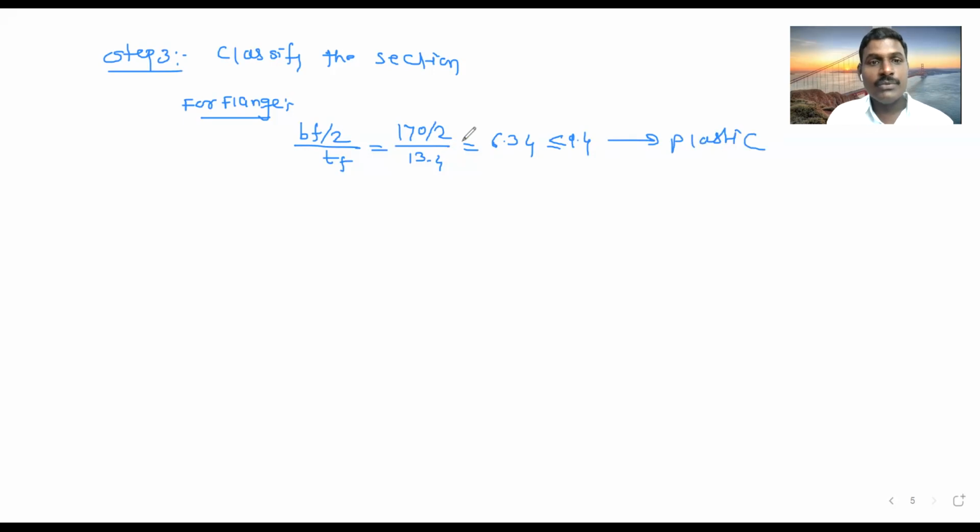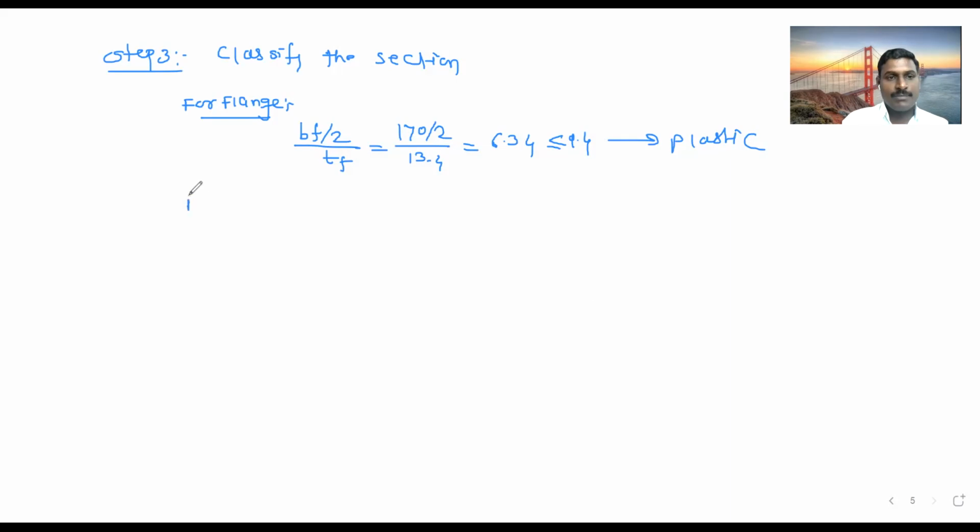So it means your BF by 2 divided by TF, this calculation is less than 9.4. Are you getting? It means your section is plastic. After 9.4, the next value is for compact classification: 10.5. Then after that 15, and greater than 15 it will be slender. So plastic, compact, semi-compact and slender, with 9.4, 10.5, 15 and greater than 15. These values you have to keep in mind for the flange and web.